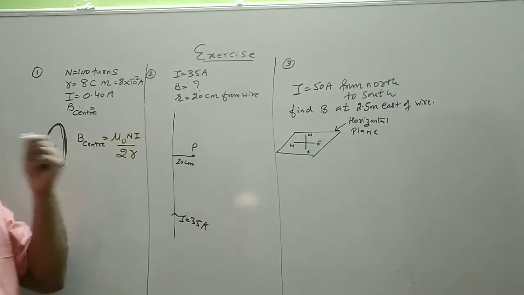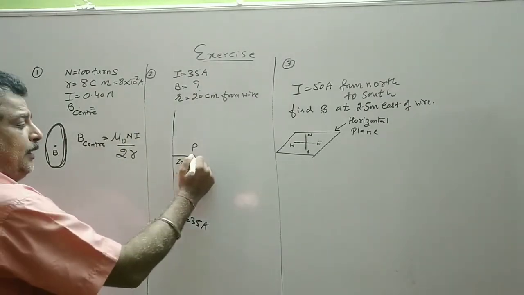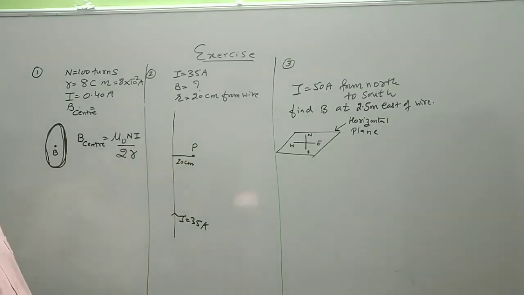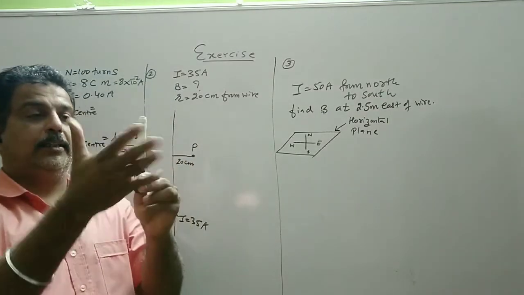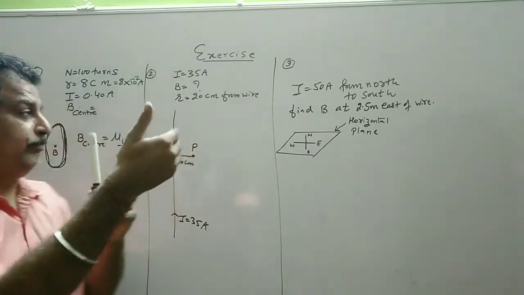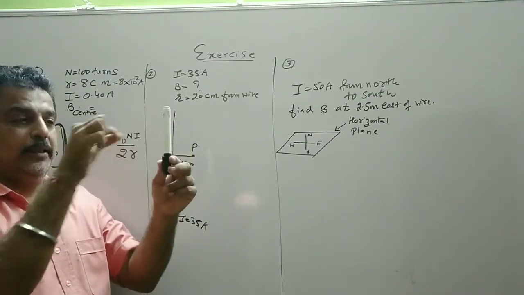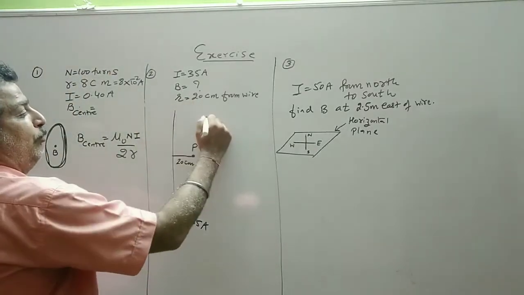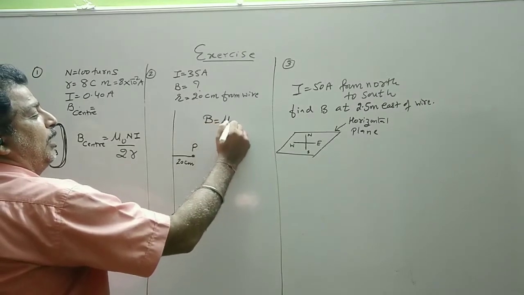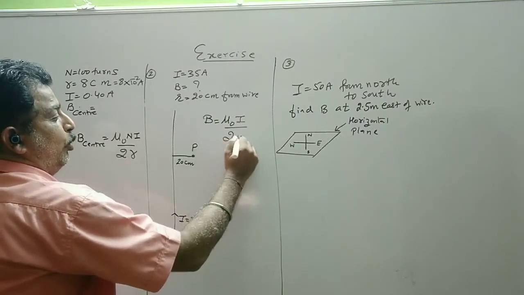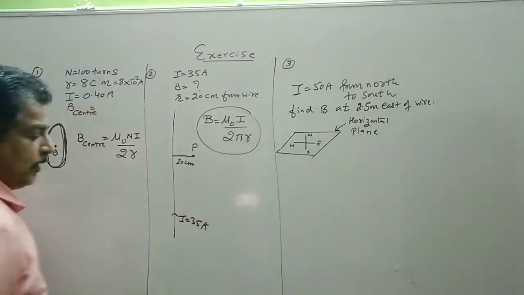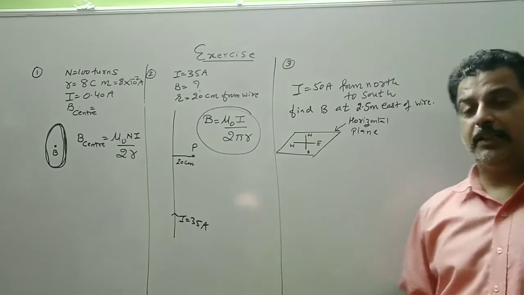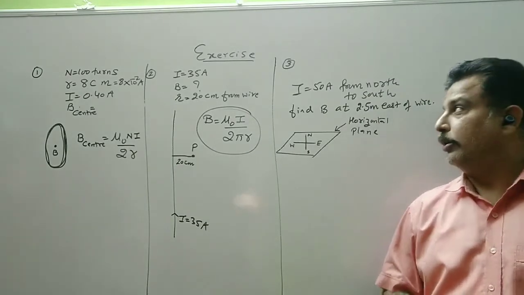So you can take a point on either side, either you take a point P on this side or on that side, but the direction will be opposite. If I take a point on this side, the magnetic field will be going into the plane of the board, and if I take a point on this side, the magnetic field will be coming outward. However, we have to find out the magnitude. So again, the direct formula is mu naught I upon 2 pi r, which we have derived just now with the help of Ampere's circuital law.